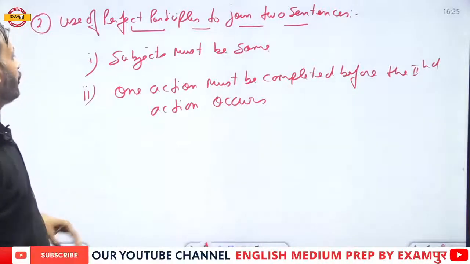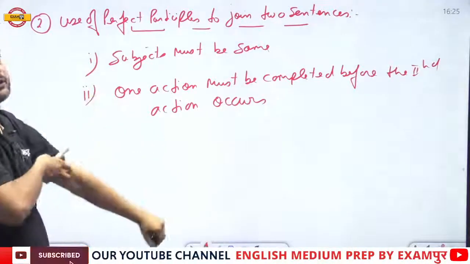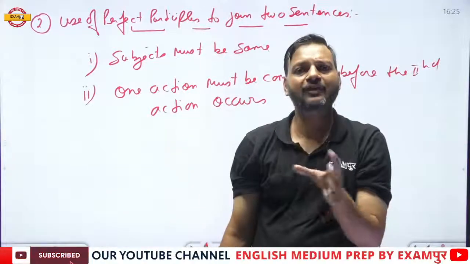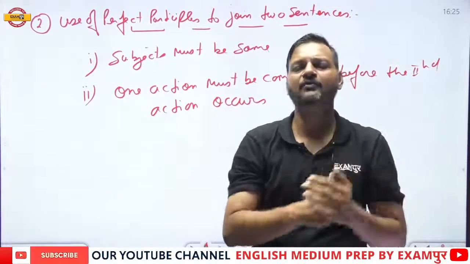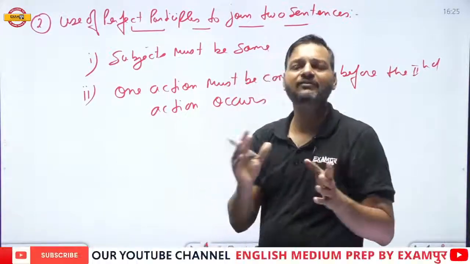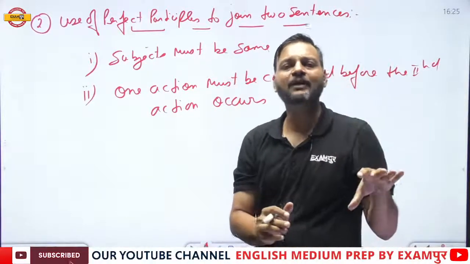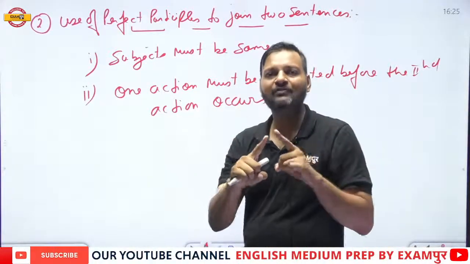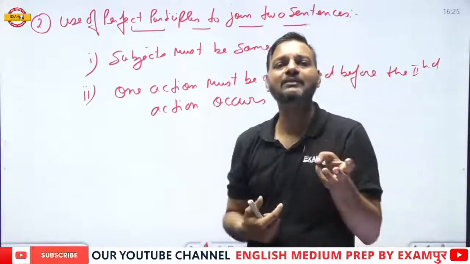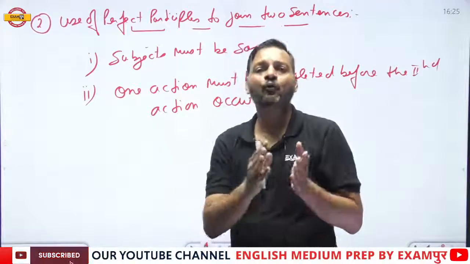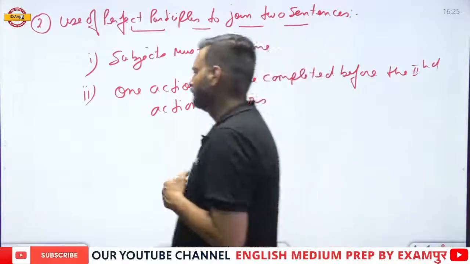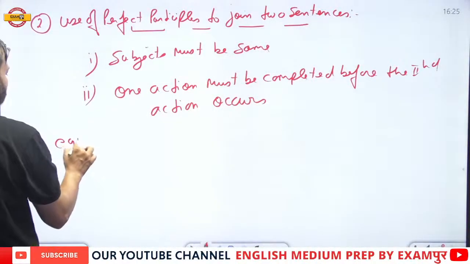Okay, so use of perfect participle to join two sentences. So there are two conditions. First condition is the same as it was in present participle, that subjects must be same. But what is the difference between present participle and perfect participle? In present participle both the actions were simultaneous, but in perfect participle actions are not simultaneously happening. One action is prior to another action. Okay, so let's see example.